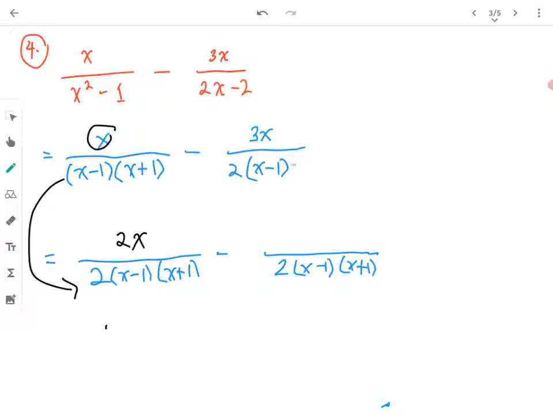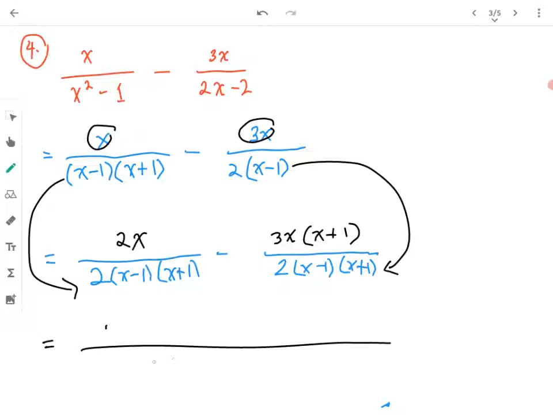From here, it's like 2x minus 1 is being multiplied by x plus 1. So we will multiply this by x plus 1. Then we are ready to make it into a single fraction. This is 2x. Since this is minus and we are trying to simplify this 3x and x plus 1, we will enclose that one with parentheses.